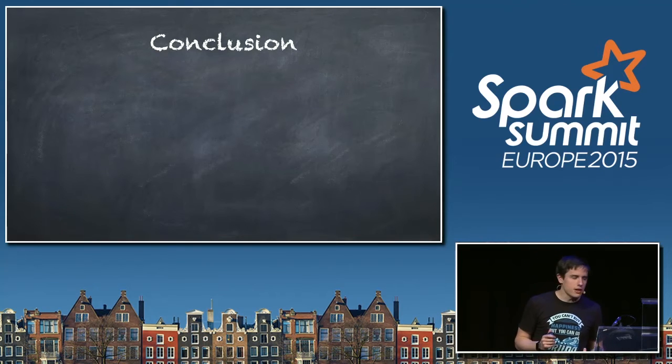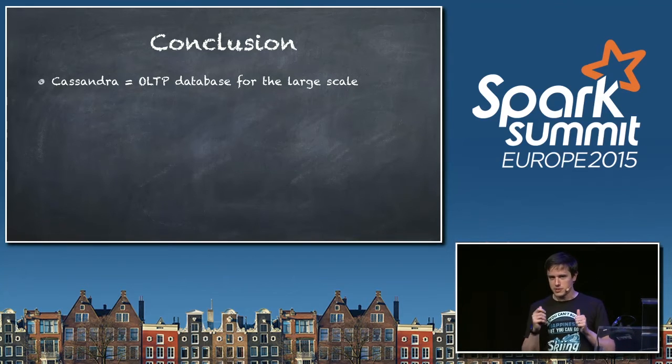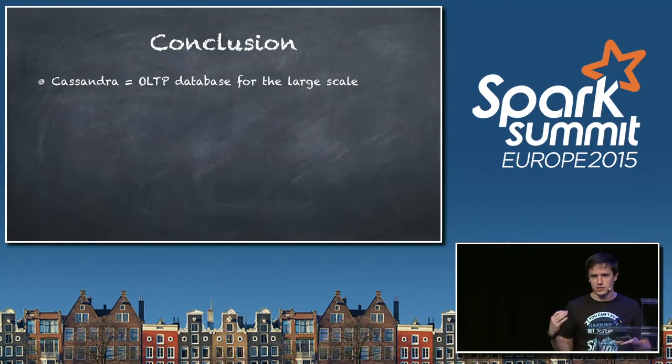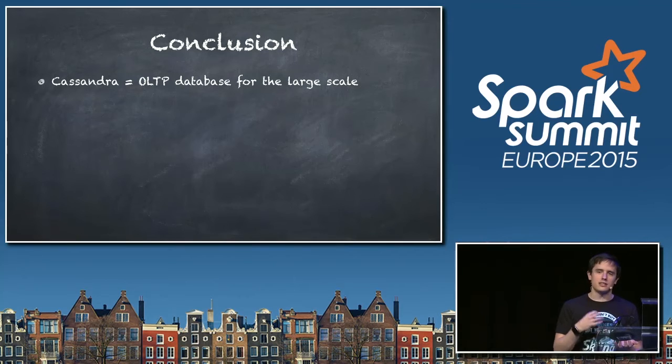So to conclude, Cassandra is an operational database. There are people trying to use it for other things, and that is absolutely fine, and you should go for it. But from my history with Cassandra, it's very much an operational database that deals with data set sizes that can't be used in traditional databases.